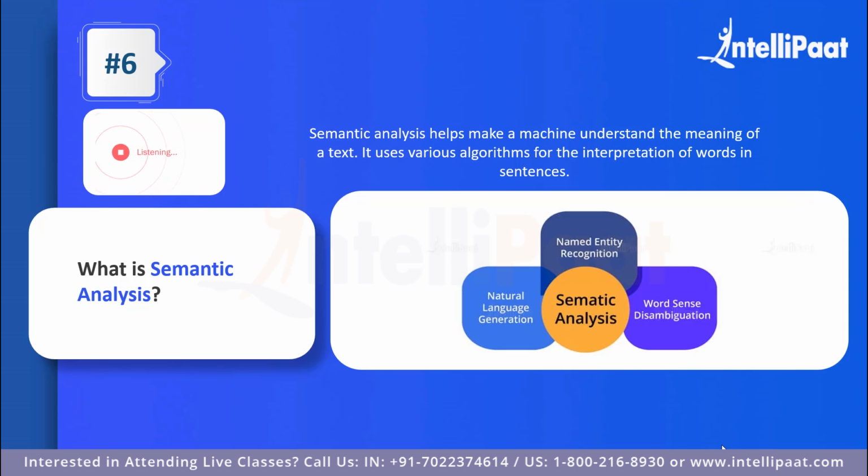Starting with the first one, named entity recognition. This is the process of information retrieval that helps identify entities such as the name of a person, organization, place, time, emotion, etc. Then coming to word sense disambiguation, it helps identify the sense of a word used in different sentences. Then natural language generation is a process used by software to convert structured data into human spoken languages. By using NLG, organizations can automate content for custom reports. So this is about semantic analysis.